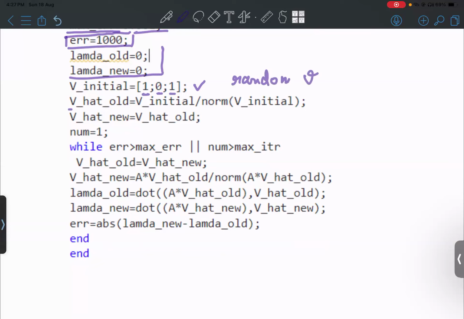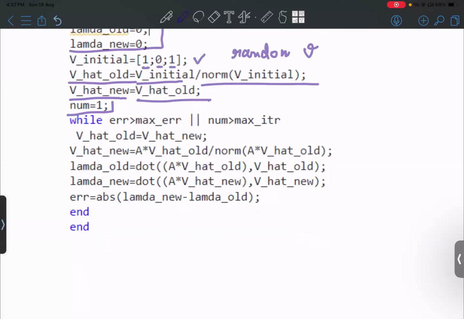This is my initial guess. Then what will be my v hat? V hat will be v initial divided by the norm of v. Initially I have defined v hat new as v hat old. Then I have taken a counter, num equal to 1. Then I have put a while loop: while error is greater than the maximum error, which is my maximum allowed error.